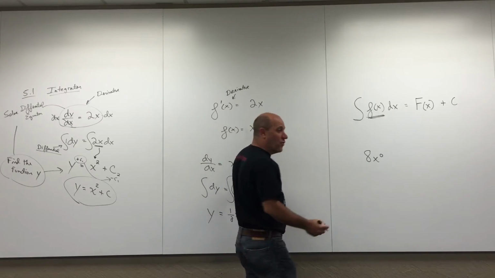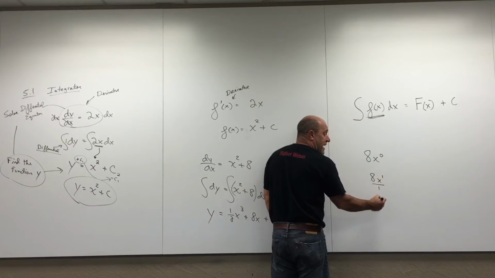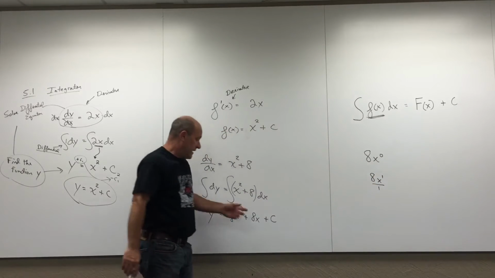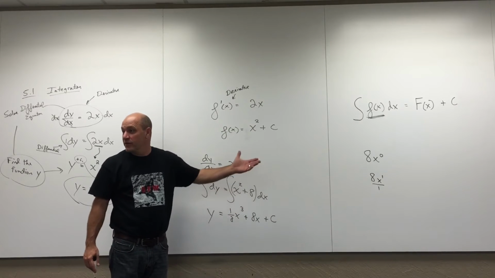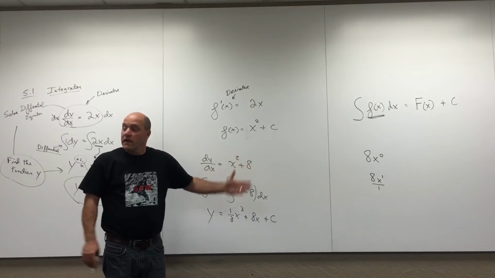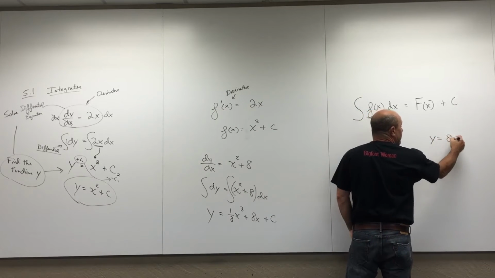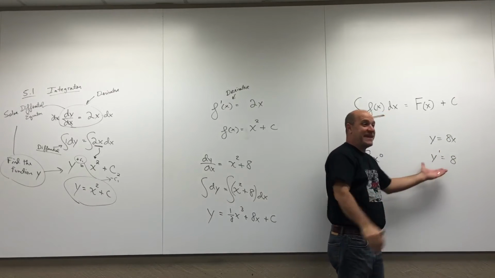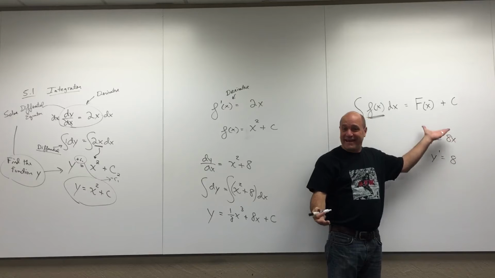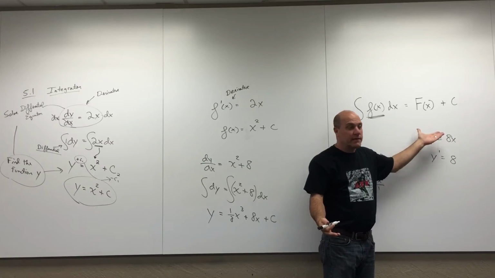Anyway, if you do the power rule, you add 1 to it, it's 8x to the 1, and you divide by 1, what's the answer? 8x. That's probably not the best way to think, but it works. I would kind of just think, hang on, what's the derivative of 8x? The derivative of 8x is 8, so what's the antiderivative of 8? 8x. I mean, I kind of think like that. I'm going backwards.